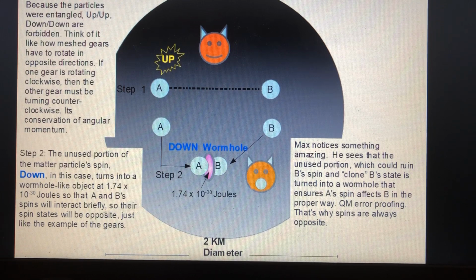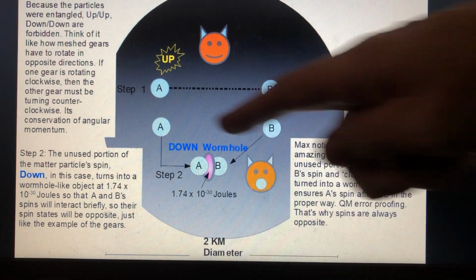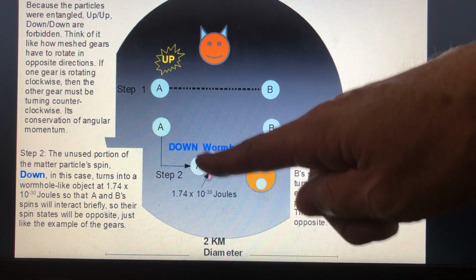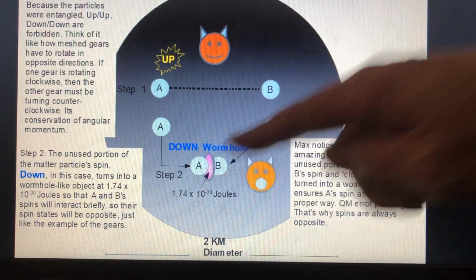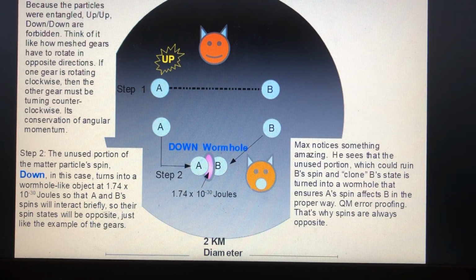The unused portion of the particle's spin, the down in this case, turns into a wormhole-like object at 1.74 times 10 to the negative 30 joules. So A and B's spin will interact briefly. So their spin states will be opposite, just like the example of gears. So the down goes and creates this wormhole-like object so A can affect B.